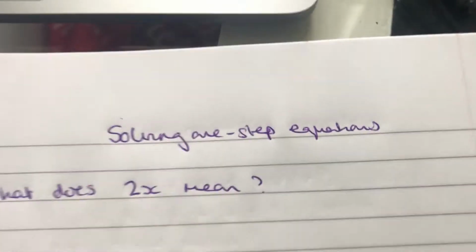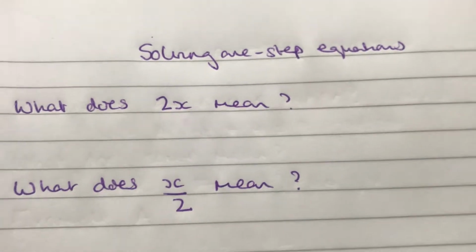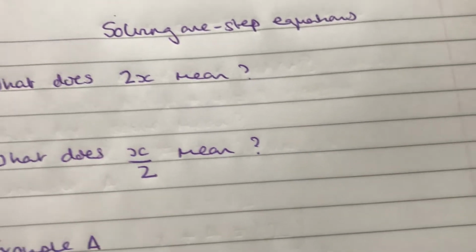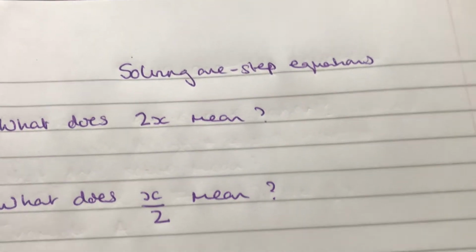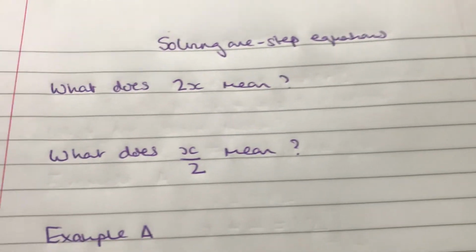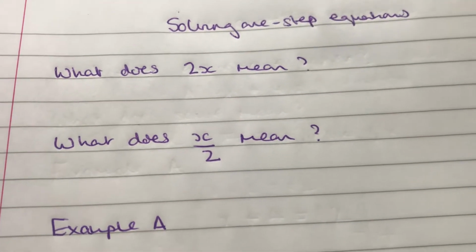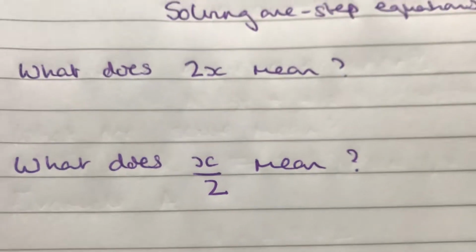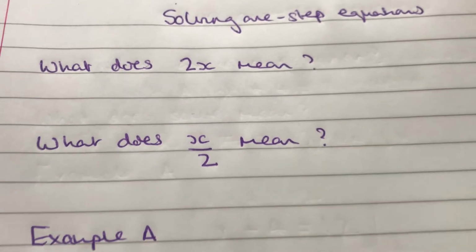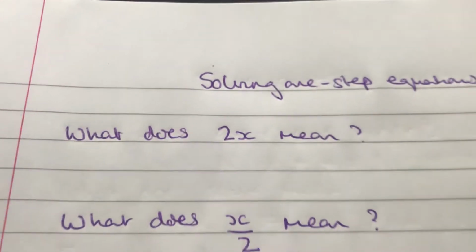Okay everyone, carrying on from last lesson, we solved one-step equations using addition and subtraction, finding the inverse operations. We're going to be continuing to solve one-step equations, but you've guessed it, we're using multiplication and division. These two might not at first glance seem like multiplication and division, but we'll talk about that in a second. So, what does 2x mean?